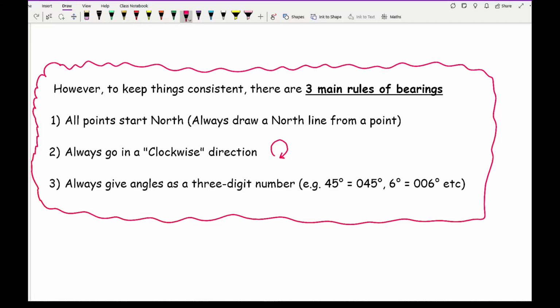And the third rule is that you always give angles as a 3-digit number. So for example, if you had an angle of 45 degrees, then that would be written as 045 degrees. If you had 6 degrees, that would be 006 degrees. You tend not to have decimal angles, so you wouldn't have something like 36.4, because with a protractor or any sort of standard angle measurer, you're not going to go into that much detail. So usually it will be a rounded number, and again just give your angle as a 3-digit number.